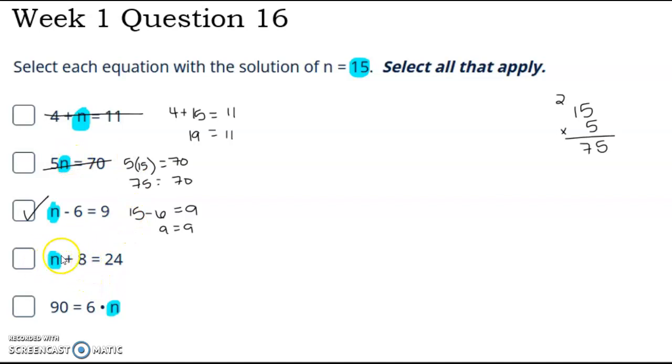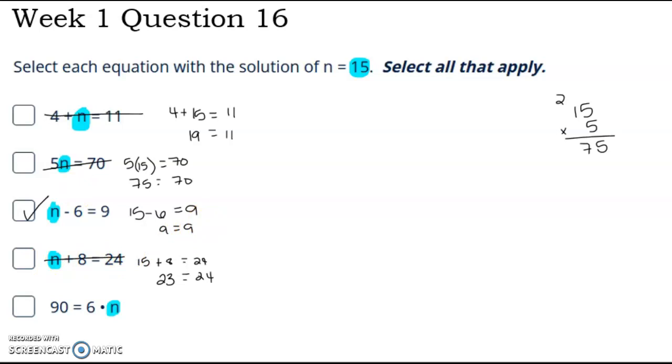What about, I'm going to plug in 15 here. 15 plus 8 equals 24. So let's see if that's true. So we have 15 plus 8, and that is 5 plus that is 23. Ooh, that's not it. That one will not work either.